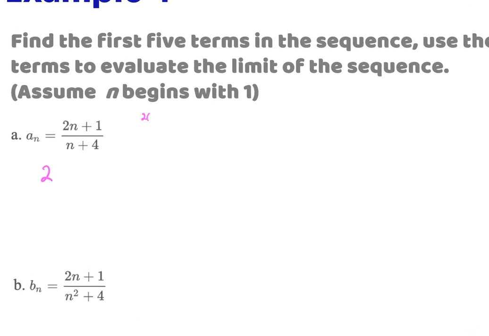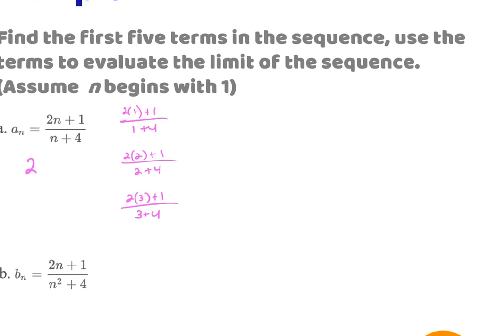So I'm going to do 2 times 1 plus 1 over 2 plus 4. And then I'm going to do 2 times 2 plus 1 over, why did I do 2 the first time? Sorry, that should be 1 plus 4. This is 2 plus 4. Then I'm going to do 2 times 3 plus 1 over 3 plus 4. Then I'm going to do 4. And then I'm going to do 5. So it's tedious, but we know this process.